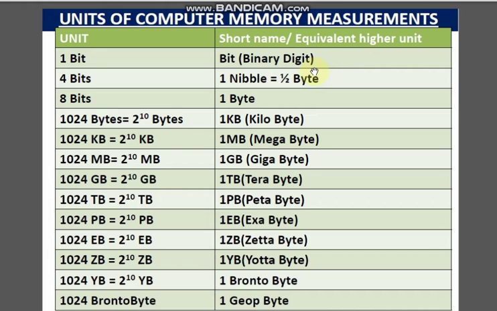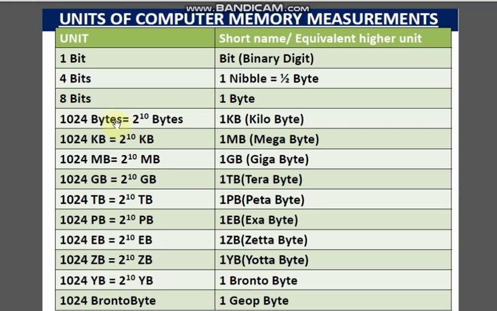Moving on, computer memory measurements. Now these are the units of computer memory. 1 bit or binary digit. 4 bits is equal to 1 nibble, that is equal to half byte. So 1 bit is the smallest unit of a memory. 8 bits equal to 1 byte. Now this is the standard unit. Like meter in distance, we consider it as standard unit. Here byte we consider standard unit, and bit is actually the smallest unit.